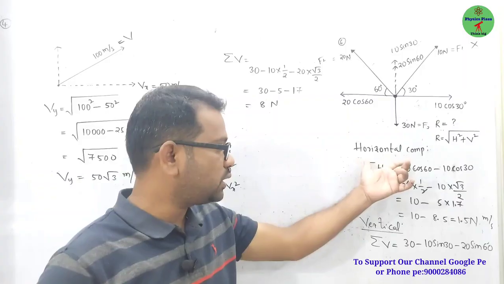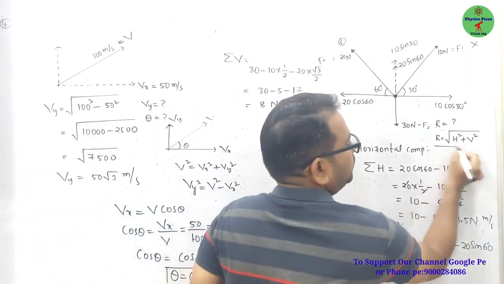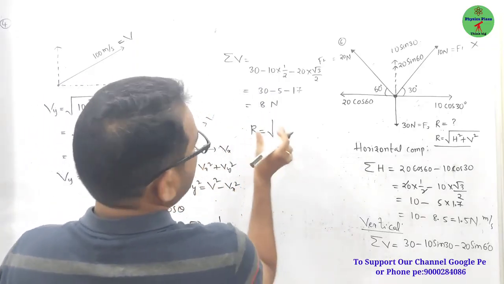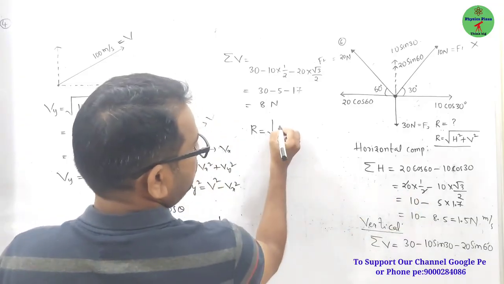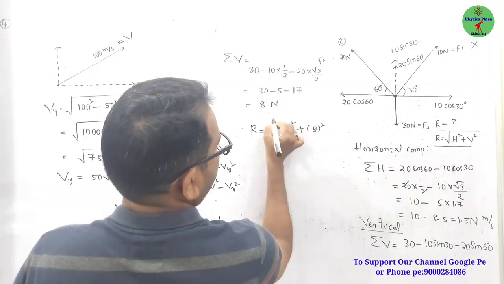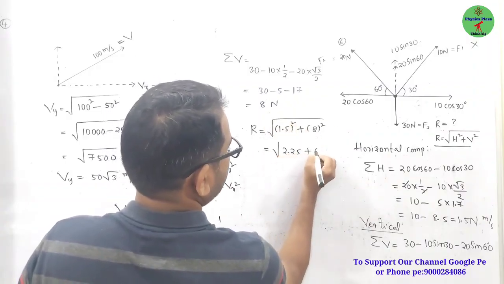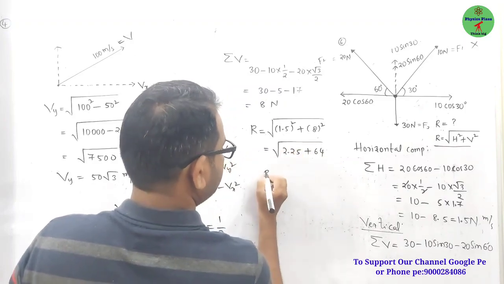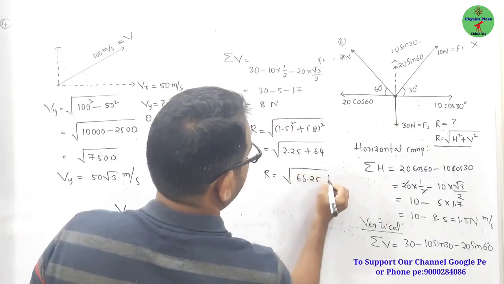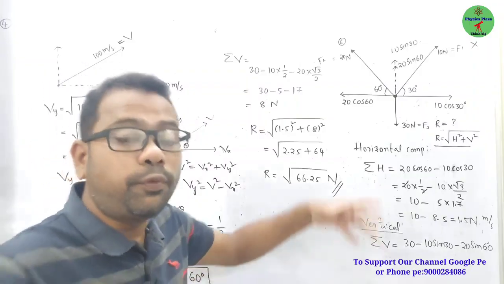Now resultant vector they are asking. Here we got the resultant of horizontal components and the resultant of vertical components. Now this is where we have to use the formula. So resultant is equal to square root of the square of the horizontal component, 1.5 whole square, plus 8 whole square. So this is going to be 2.25 plus 64, so this is going to be 66.25 Newton.